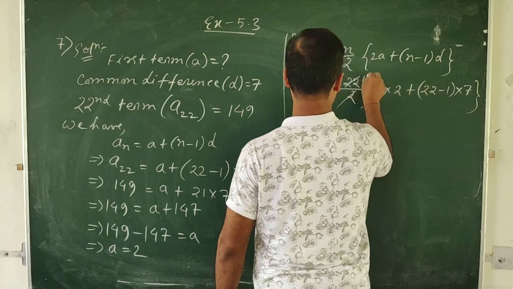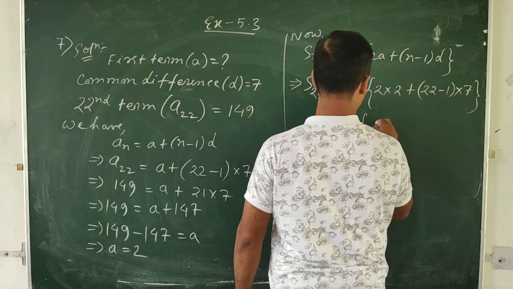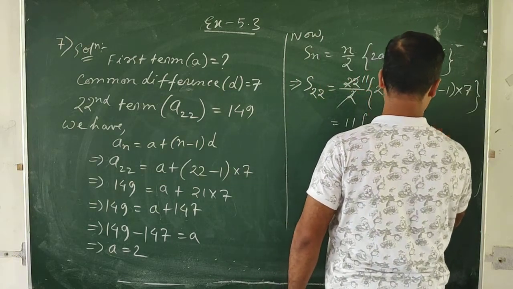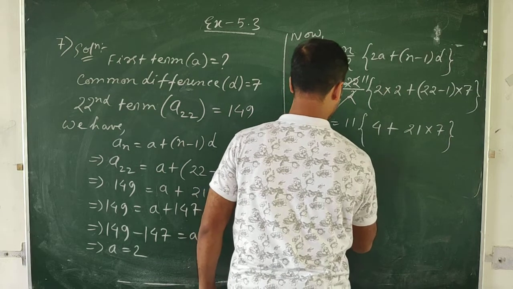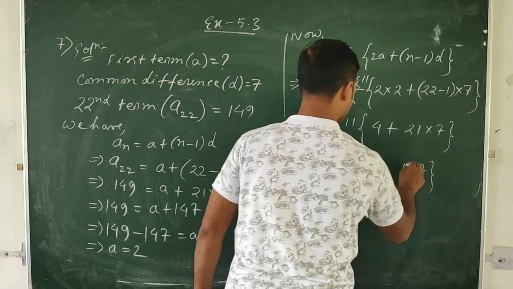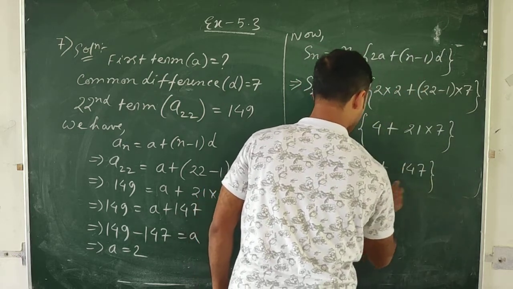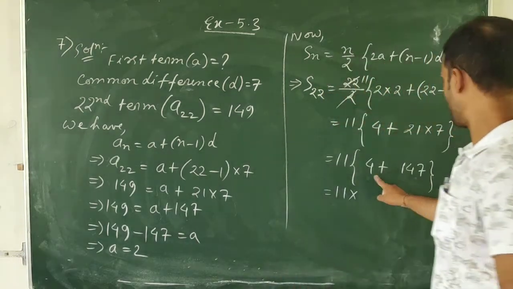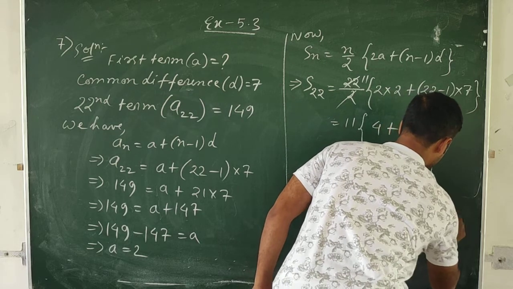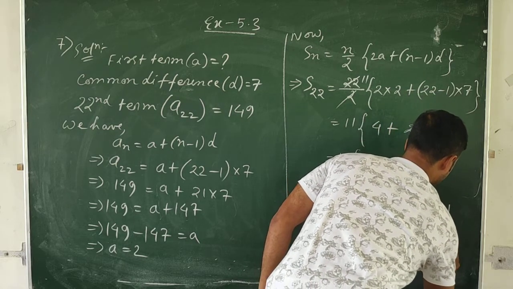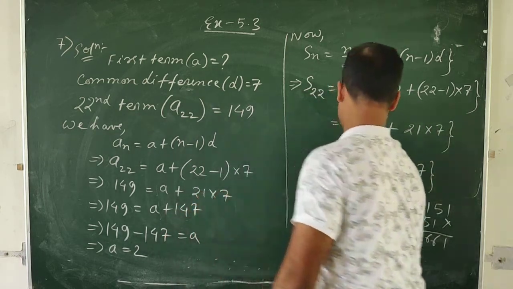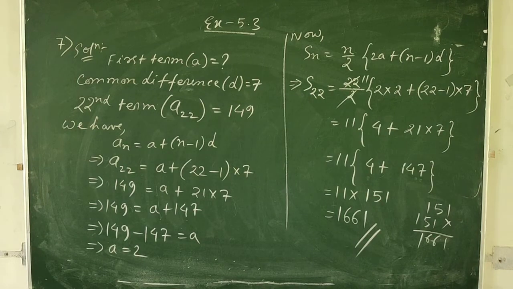So 2 I am cancelling, so it is 11 times 2 into 2, which is 4, plus 21 into 7, that is 11 times 4 plus 147. So 11 into 147 plus 4. 147 plus 4 is how much? 151. So 11 into 151, right? Okay.